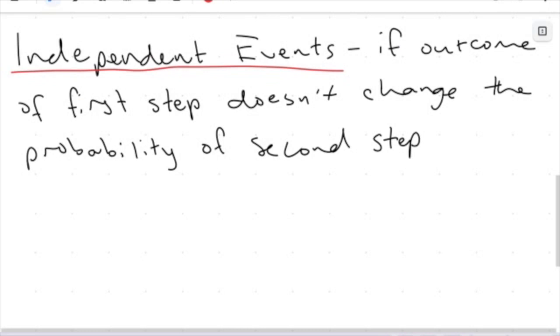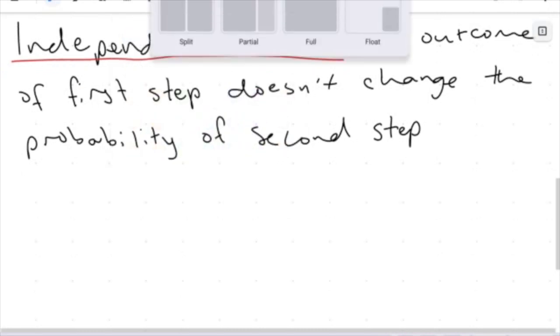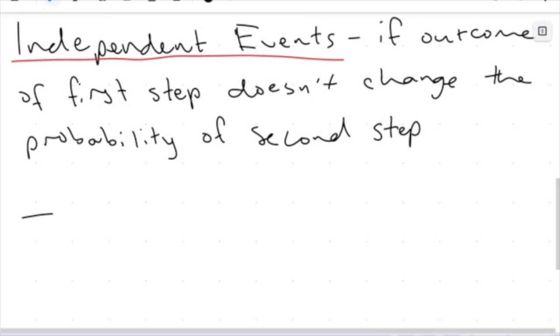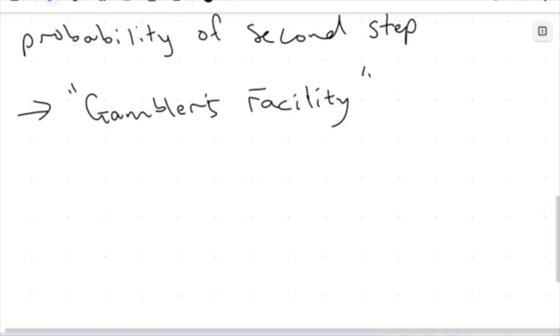Now, a famous idea from this idea of independent events, for example, is what we call the gambler's fallacy. So probability, unfortunately, has a lot of carryover to the idea of gambling, betting, and betting on outcomes and things like that.